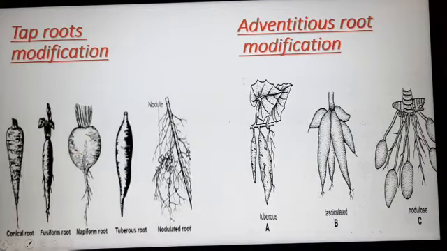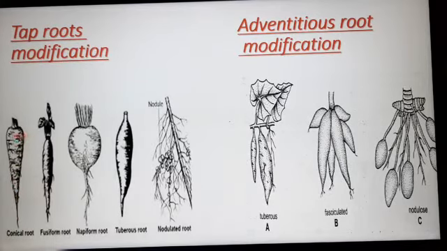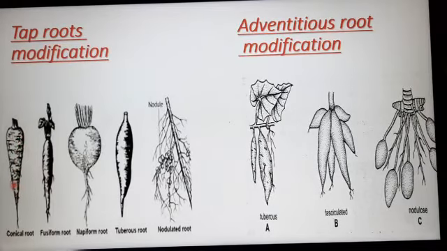Okay, here you can see conical root. Actually in conical root, it is broad at the base and gracefully tapers towards the apex like a cone. Here you can see a cone-like structure. This is the taproot modification for storage, and because of the cone-like structure, they are called conical roots. An example is carrot.